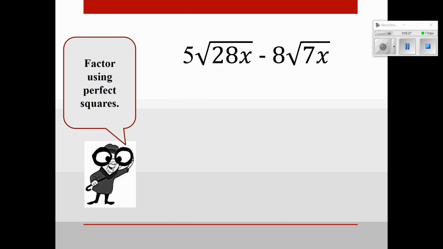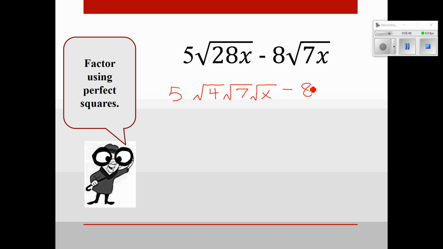Here we're going to start doing sums with variables. Again, we do not have like radicals, but I can break them down. 28, I can break that into square root of 4 times the square root of 7. And our variable is x to the first power. It needs to be an even number to be able to take the square root of it. I'm just going to keep going here.